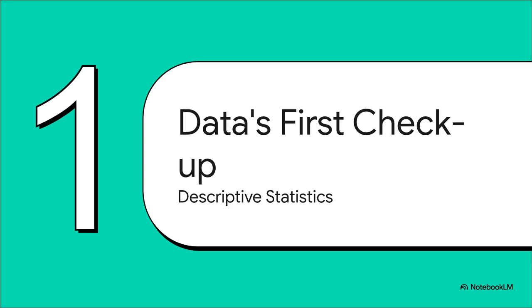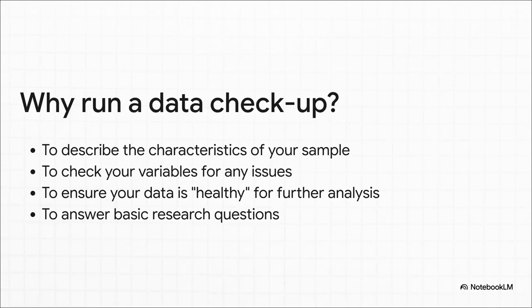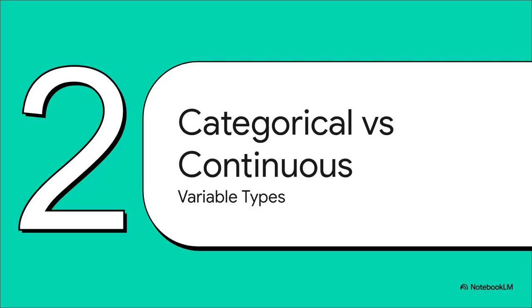We can't just jump into running complex, fancy tests without first getting a handle on our data's basic characteristics. And we do this using what are called descriptive statistics. So why is this so important? Well, first off, this checkup lets us accurately describe who is in our sample, which is just fundamental for any report. It also helps us spot any potential issues or errors early on before they cause bigger problems. It's all about making sure our data is healthy enough for more advanced analysis so that whatever we find later, we know it's trustworthy.